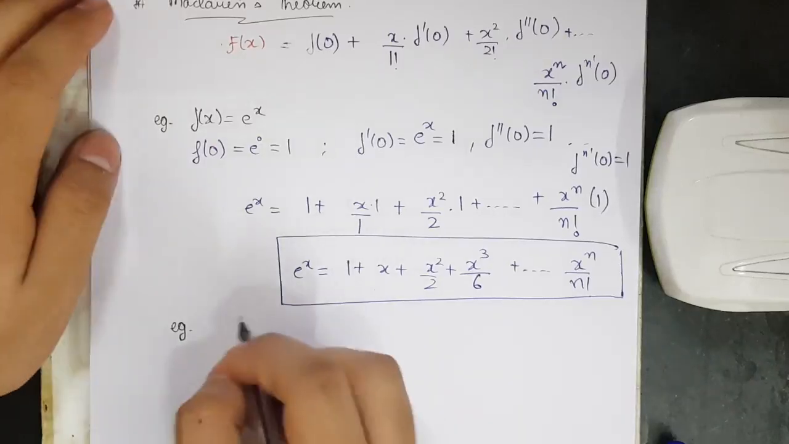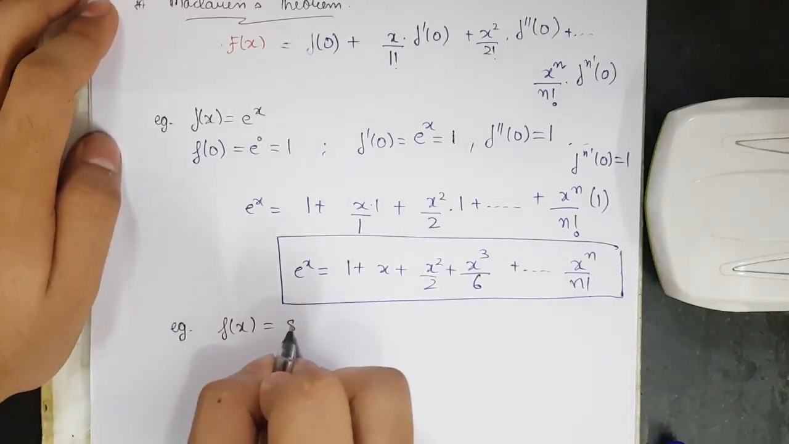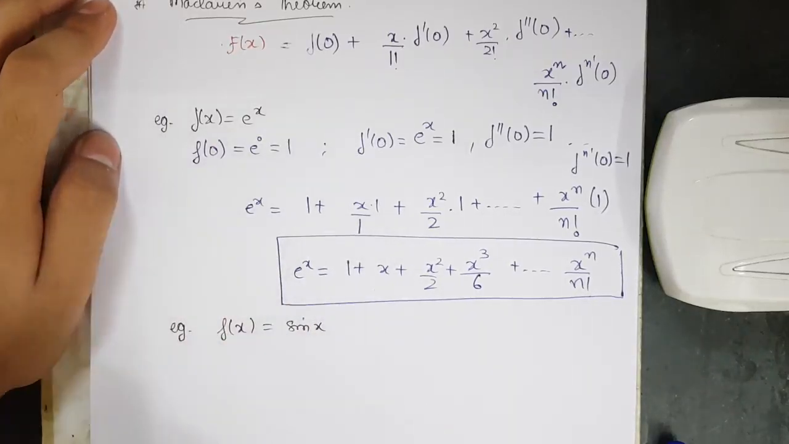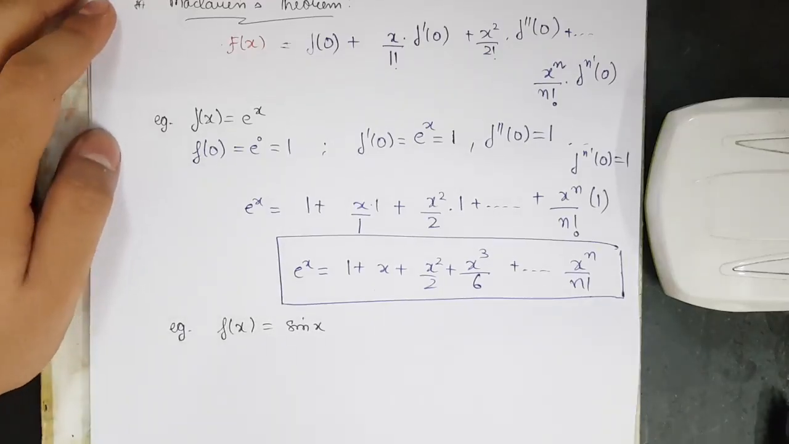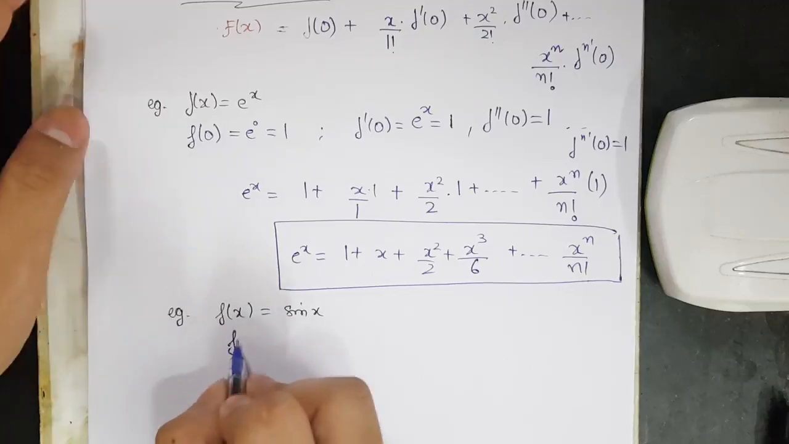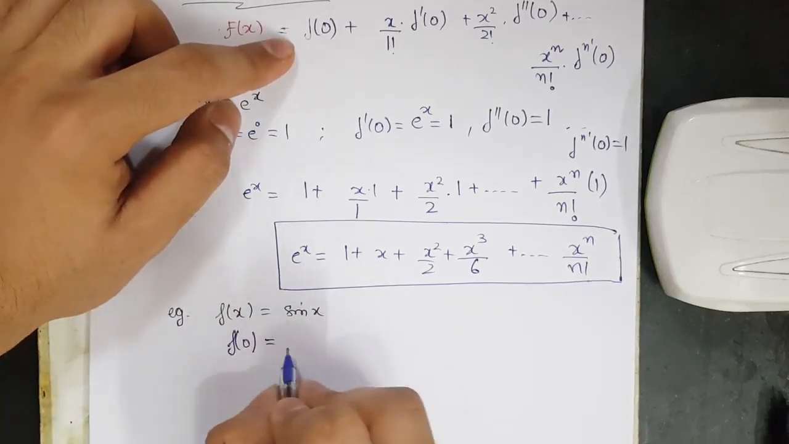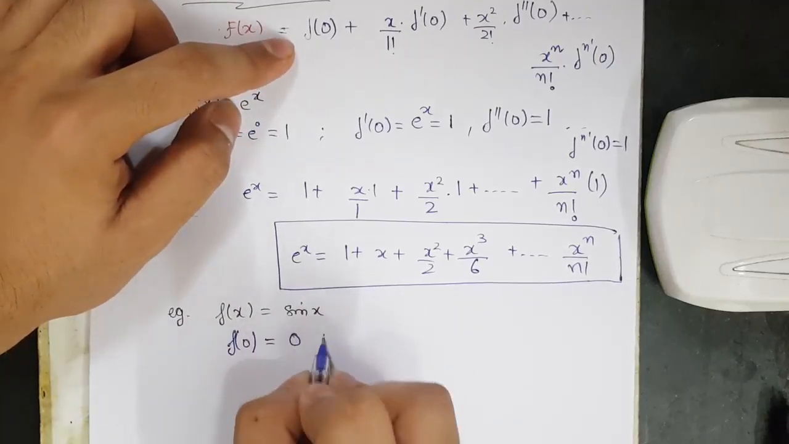One more common function is f of x equals sine x. I will show how to derive it and then move on to the important questions for it. So f of x is equal to sine x. Here, the first mission is to find f of 0, which is sine 0, which is equal to 0.